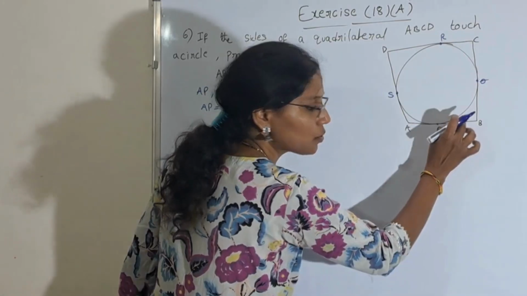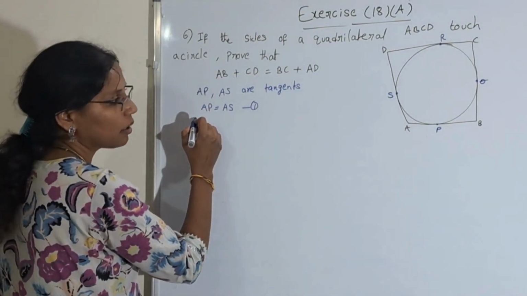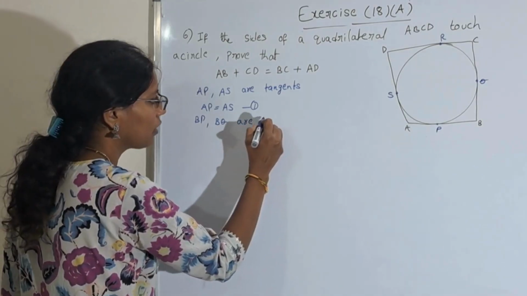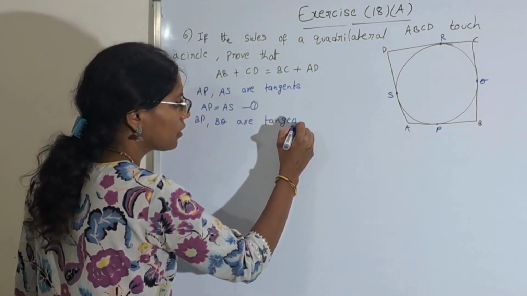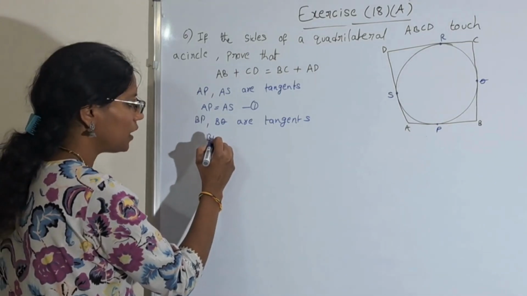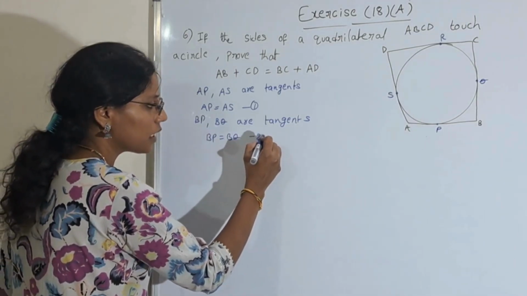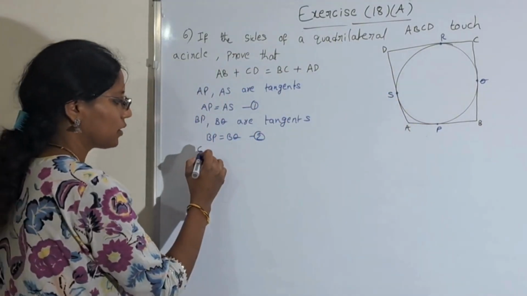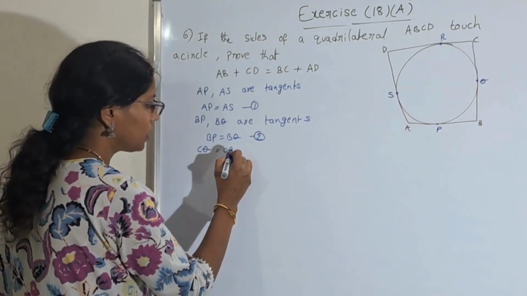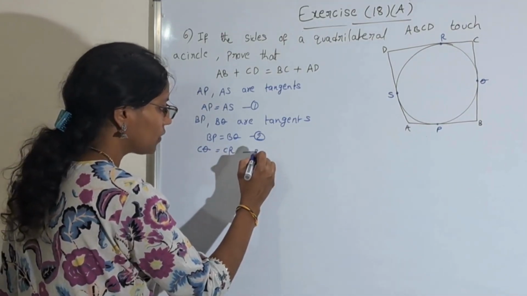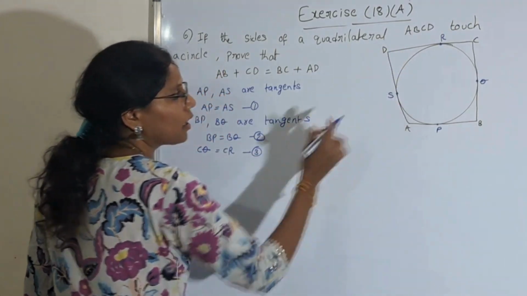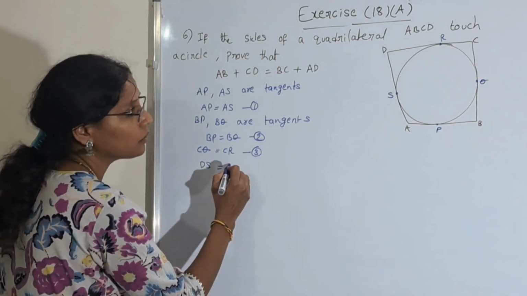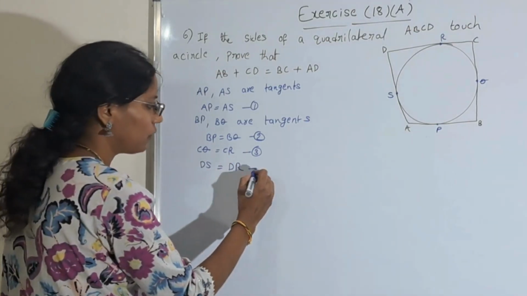Next, BP is equal to BQ. These two are tangents to the circle. Here BP comma BQ are tangents. So BP is equal to BQ. This is equation 2. Next, this side CQ is equal to CR. Equation 3. Next, DR comma DS are tangents, DS is equal to DR. Order we have to follow.